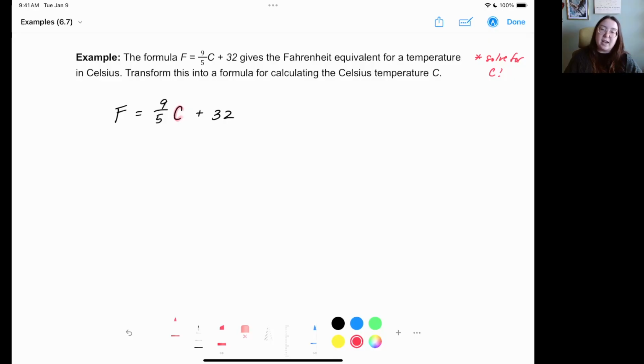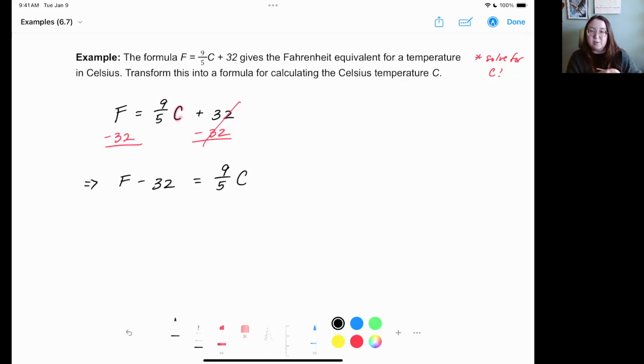Now in this case, we have F and C, so it's not exactly x, but we are trying to solve for C, so we're trying to get rid of everything that's happening to C. We'll start by getting rid of 32. So we'll subtract 32 from both sides. It will cancel here on the right, but F minus 32 pretty much just stays like that. There's really nothing to do about it. And then this is equal to 9/5 times C.